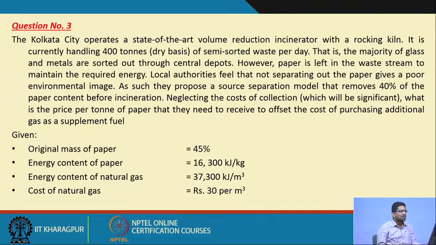Neglecting the cost of collection, which will be significant, what is the price per ton of paper that they need to receive to offset the cost of purchasing additional gas to supplement fuel? In the given data, we have the original mass of the paper as 45%, energy content of the paper as 16,300 kilojoule per kg, and the energy content of the natural gas as 37,300 kilojoule per meter cube, and the cost of the natural gas as rupees 30 per meter cube.